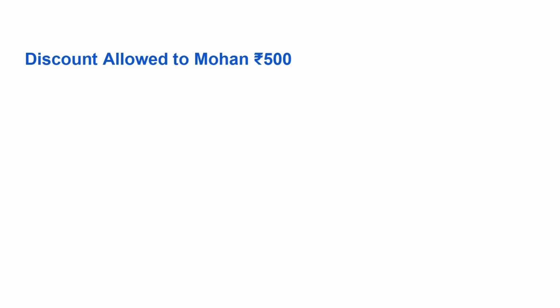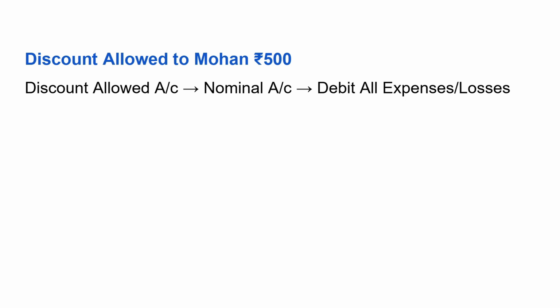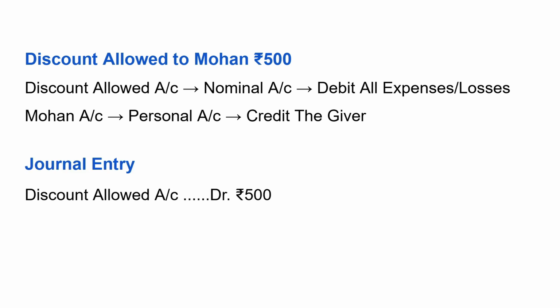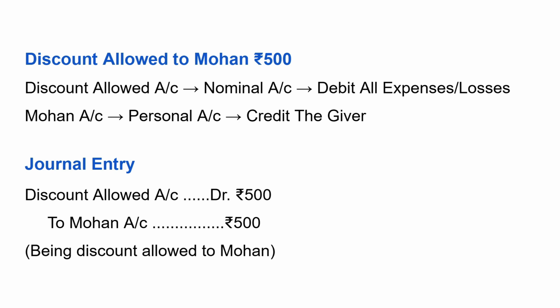Next, discount allowed to Mohan 500 rupees. Now we have allowed discount to Mohan. Okay, and the two accounts affected here are discount allowed and Mohan account. Discount allowed, it is nominal account. It is expense for the business. So debit all expenses. And the other account is Mohan account. Mohan account is personal account. And credit the giver, means he gives us the money apart from discount. And the journal entry is discount allowed debit 500 rupees to Mohan account 500 rupees. And the narration is being discount allowed to Mohan.